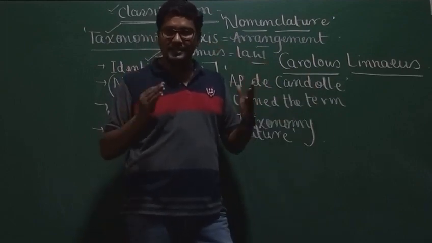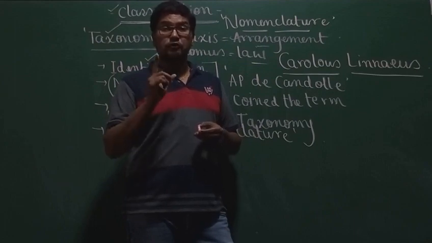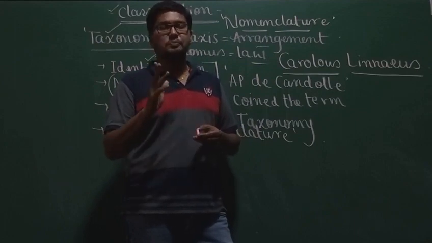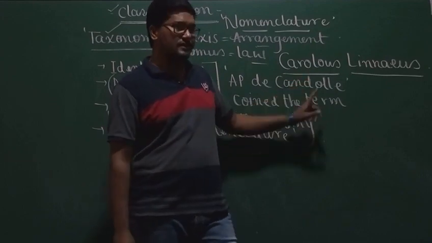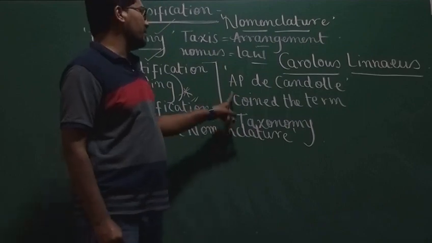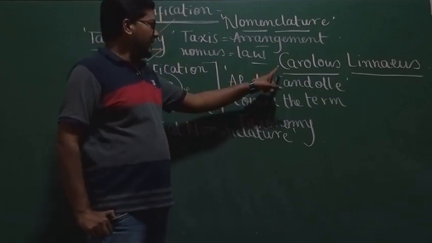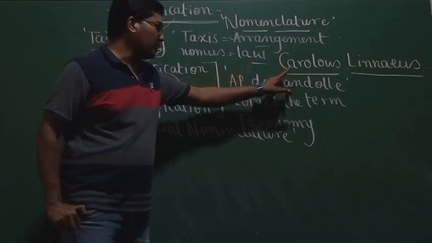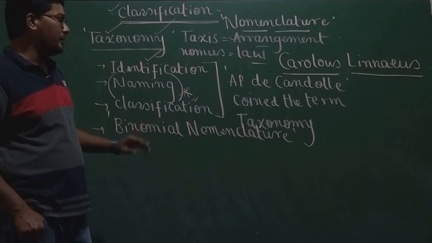And I want students to remember, Carolus Linnaeus is popularly known as the father of taxonomy. So who is popularly called the father of taxonomy? Answer should be Carolus Linnaeus. Who coined the term taxonomy? A.P. de Candolle coined the term taxonomy. The same Carolus Linnaeus has proposed a system of nomenclature called binomial nomenclature.